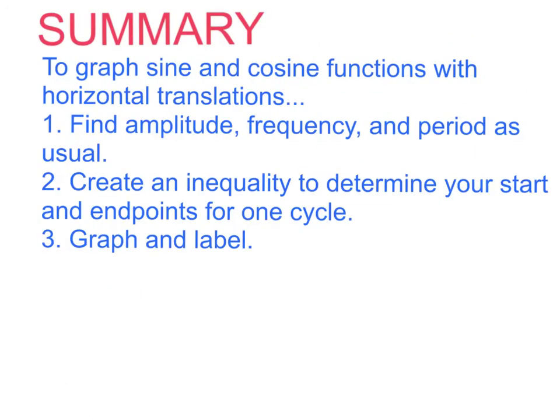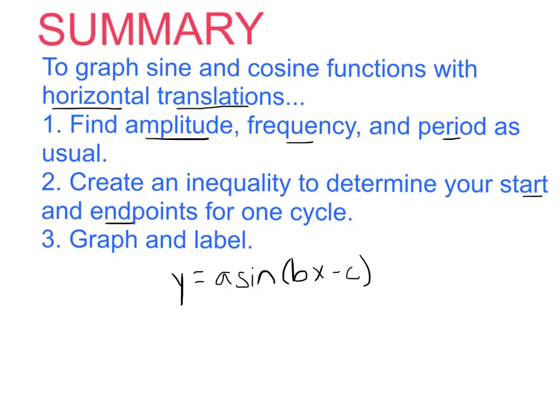Okay, in summary, if you're graphing sine and cosine functions that have a horizontal translation, you start off as usual, you find your amplitude, frequency, and the period, but then you create that inequality to figure out what your start point and what your end point is going to be. Your inequality looks like this: you take whatever is in the parentheses, put it in between 0 and 2 pi, and solve, and that's going to tell you where you start and where you end. You then graph your function using that starting point and end point, and then you label.